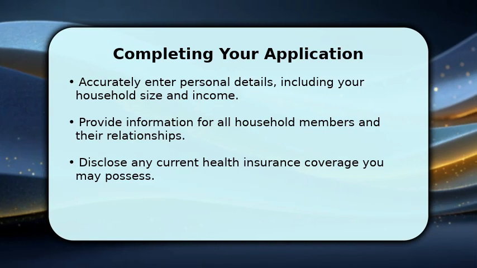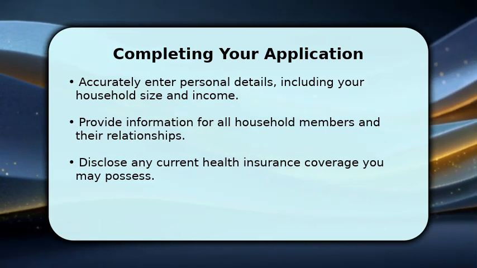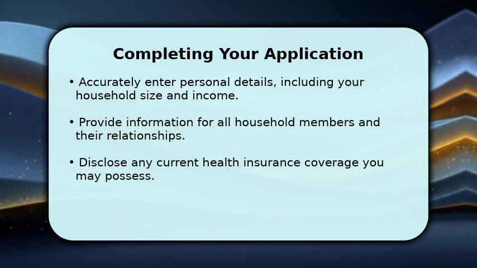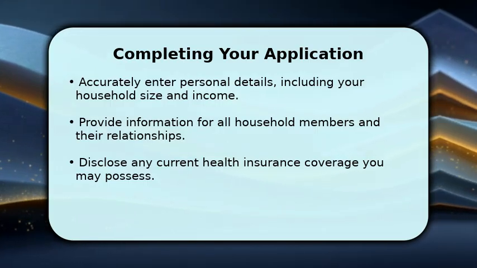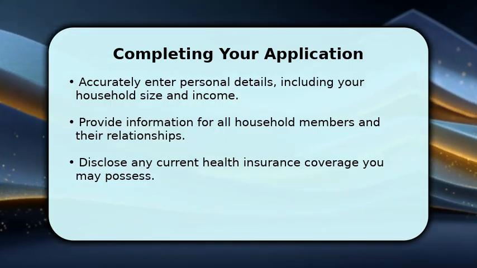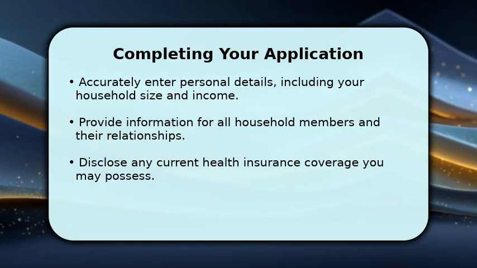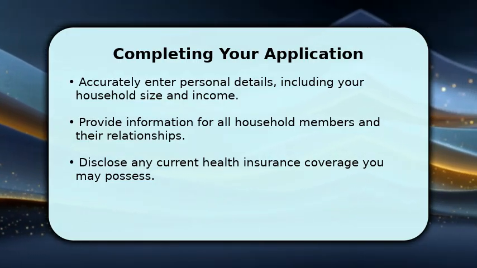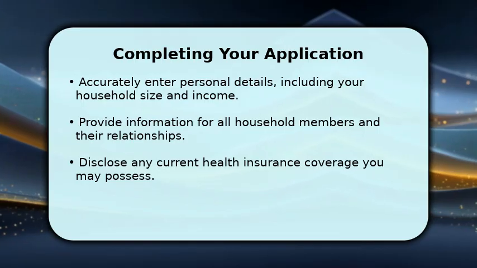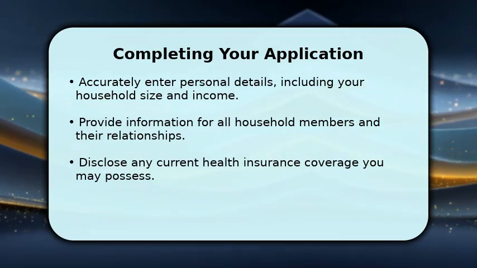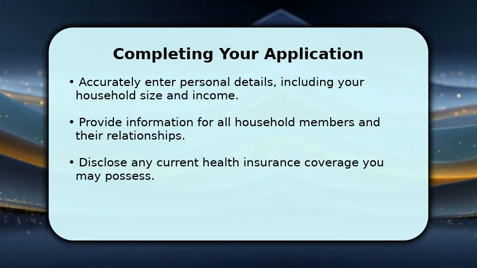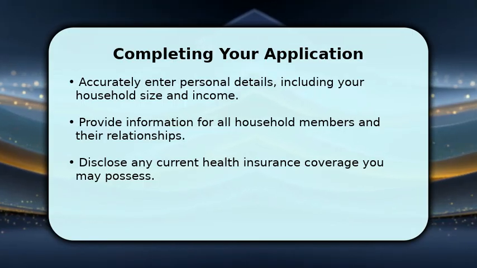Once logged in, you will proceed to fill out the online application form. Be sure to accurately provide all personal details, including your household size and total income. You must list every member of your household and their relationship to you. Also, indicate if anyone in your household currently has other health insurance coverage. Double-check all entries for correctness.